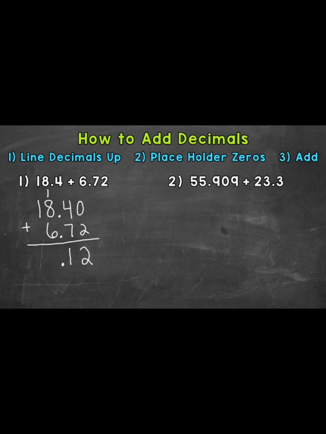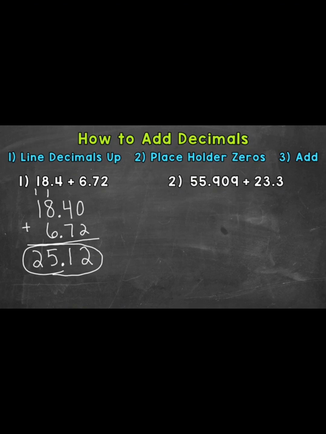Now we add the ones. 1 plus 8 is 9, plus 6 is 15. Regroup or carry the 1. Now we add the tens place. 1 plus 1 is 2. So we get 25 and 12 hundredths. To recap, as far as where we put the decimal in our answer, the decimal should be lined up throughout the entire problem, so we bring it straight down.